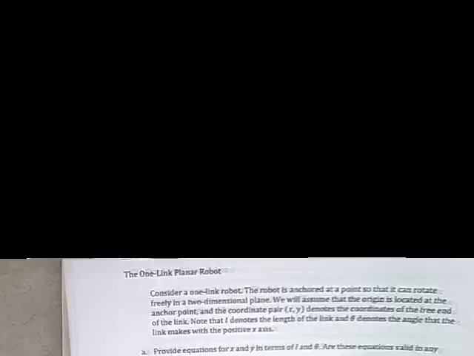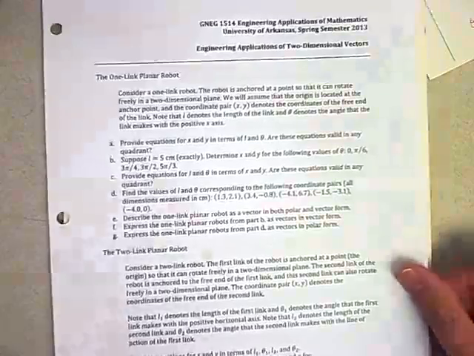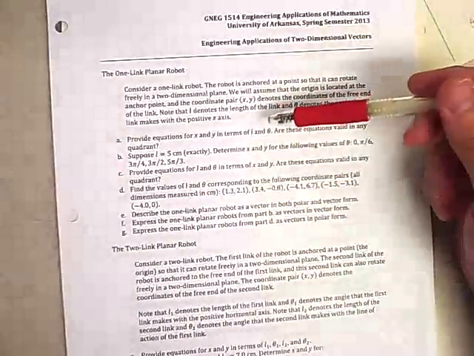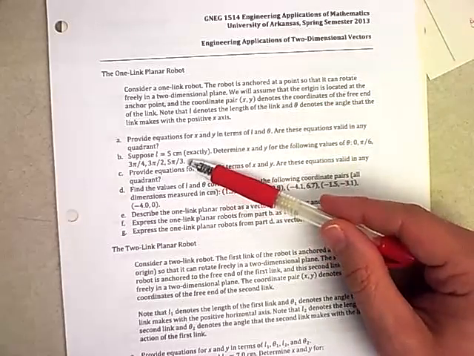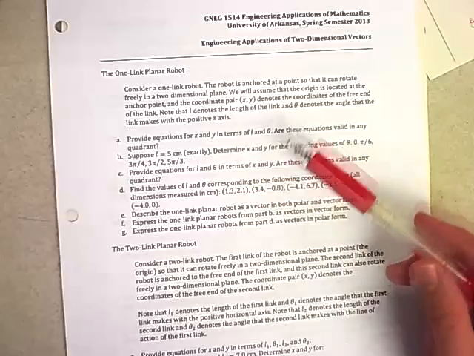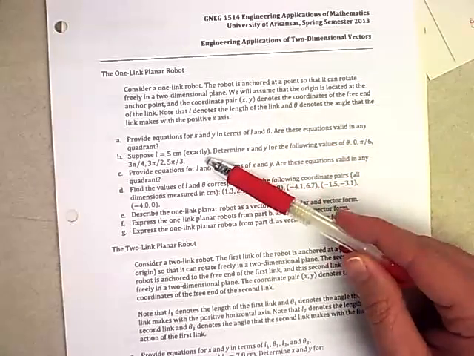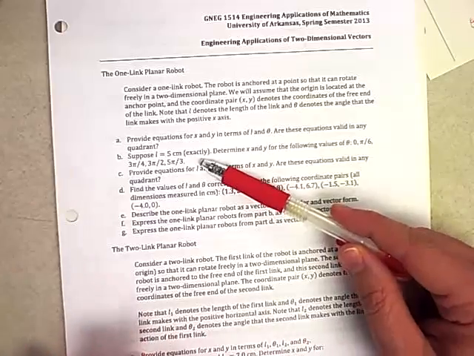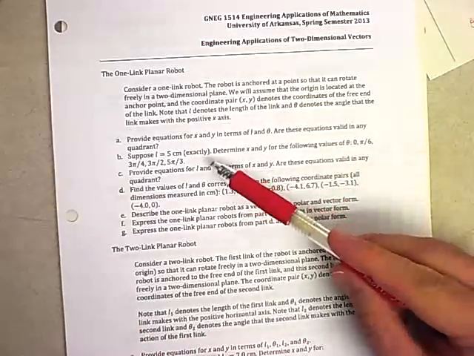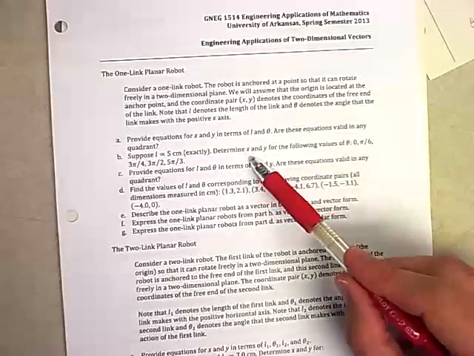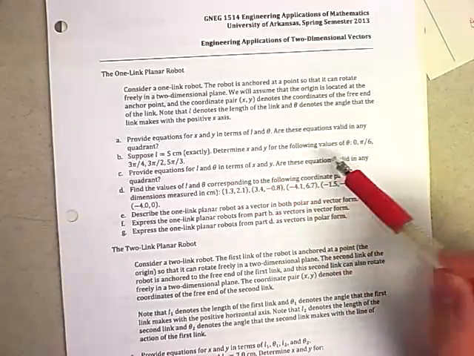Okay, so now we want to move on to part B of the one-link planar robot. In part A we found equations to find x and y in terms of L and theta. Part B gives us values for L: 5 centimeters exactly, meaning we should theoretically use an infinite number of significant figures. We'll usually round to about 3 for engineering purposes. It wants us to determine the values of x and y for the following values of theta.